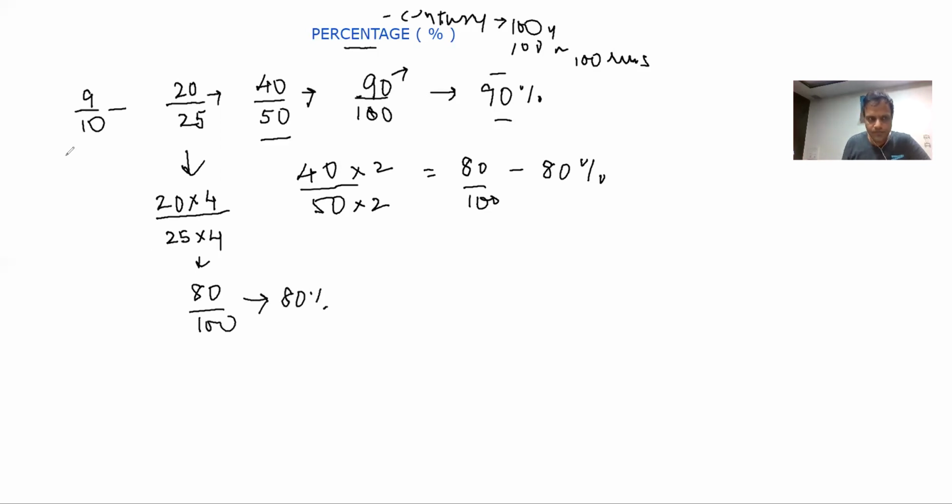Let me take this also, 9 by 10. So how do we convert 10 into 100? Simply 10 into 10. But I'll have to immediately multiply by 10 in the numerator to keep the fraction same. This becomes 90 upon 100. And so my percentage becomes 90%. This is what the meaning of percentage is.